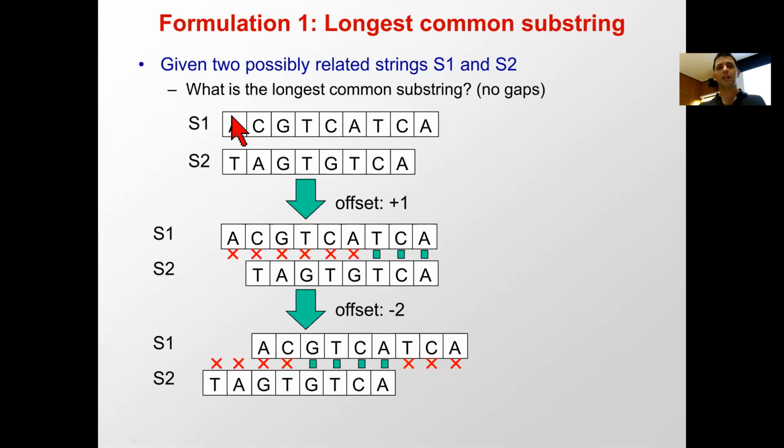So basically, the algorithm is: how many offsets are there? N plus M offsets. And then how many things do I check at every offset? N, okay? So it's an N squared algorithm. Everybody with me? So what we're solving is a problem that is not super biologically useful because we don't allow gaps, and gaps do happen in evolution. And then our runtime is N squared, okay?